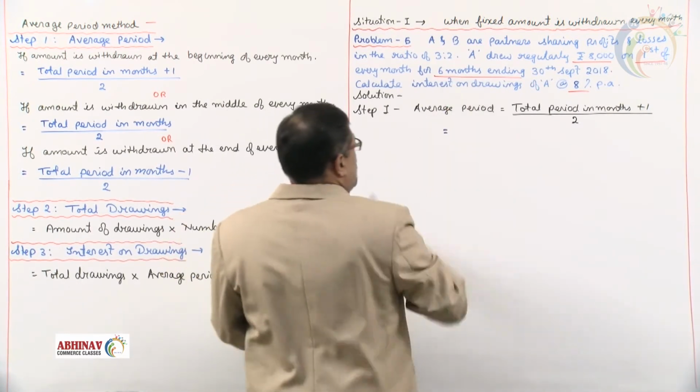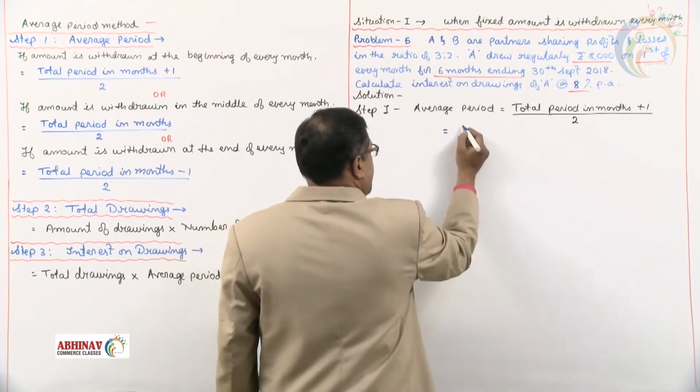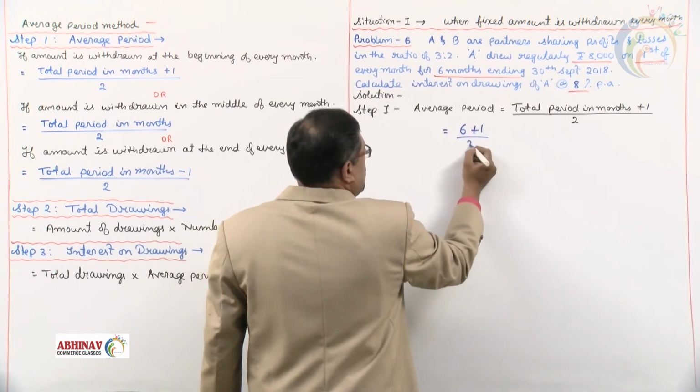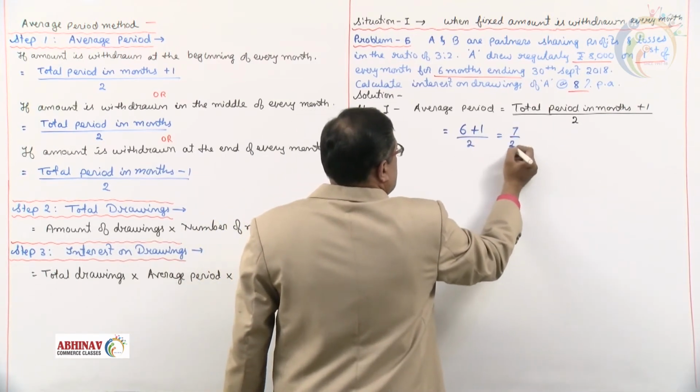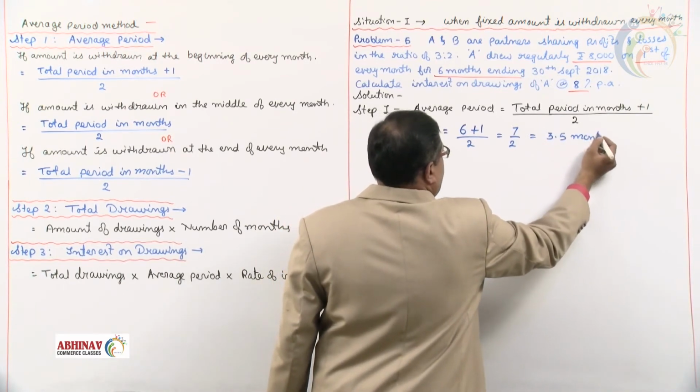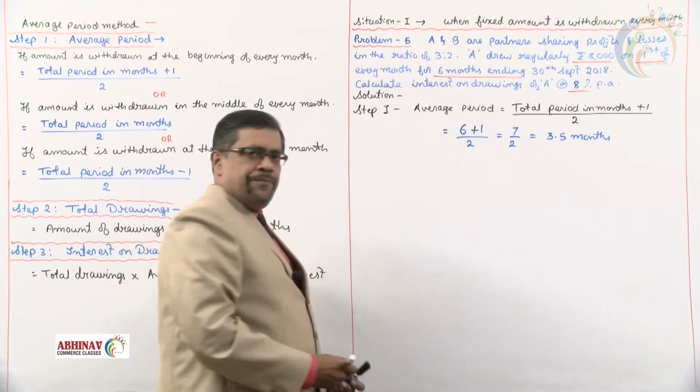Here it is 6 months ending, half year ending. So total period in months, 6 plus 1 divided by 2, 7 upon 2, what we get is 3.5 months. That is the average period.